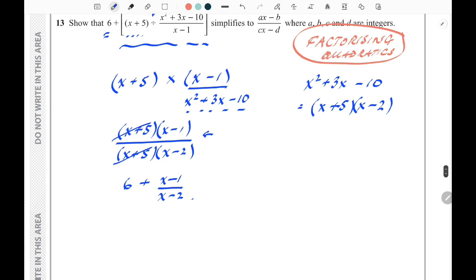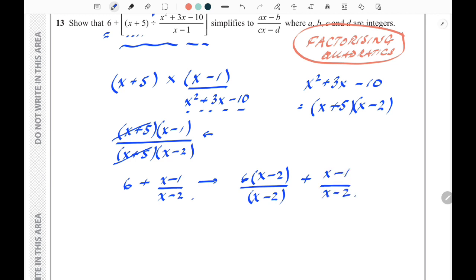In order to combine that, we need to get the 6 in terms of something that is over x minus 2. So the best way to do that is to multiply the 6 as if it's top and bottom by x minus 2. So that can be written as 6 times x minus 2 divided by x minus 2. This is not a different number. x minus 2 divided by x minus 2 is the same as 1. So we're actually multiplying the 6 by 1, but making it into a different form. So we can add it to the other algebraic fraction.